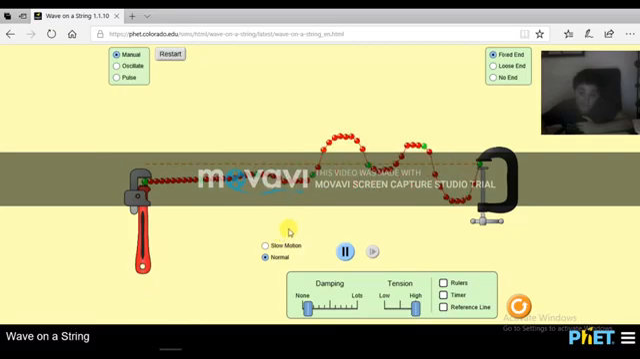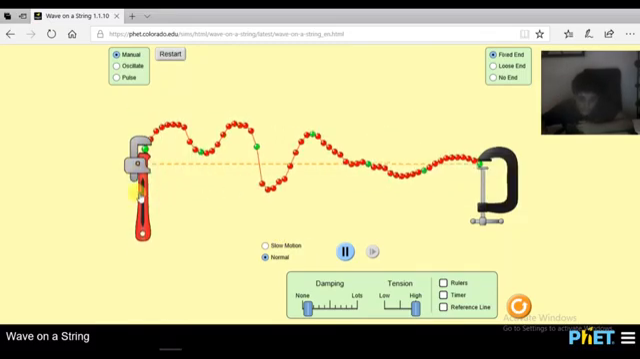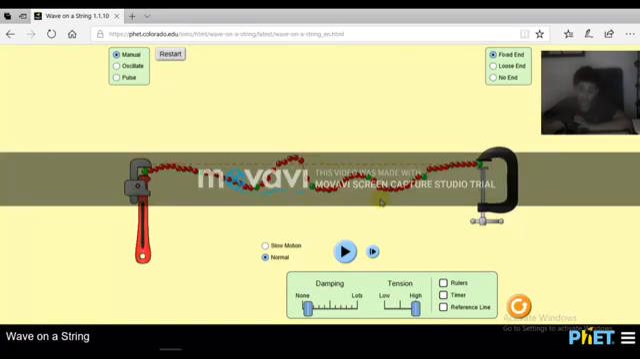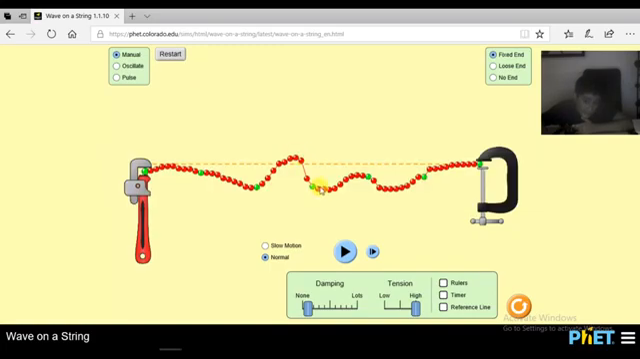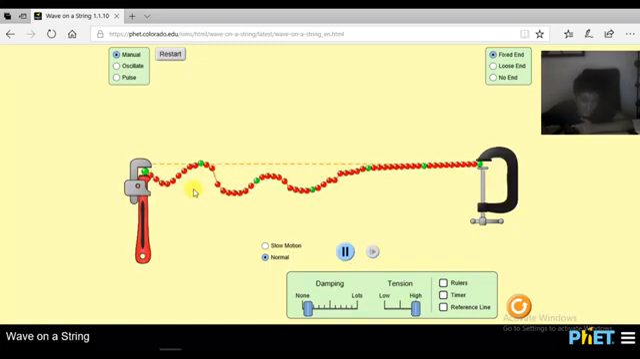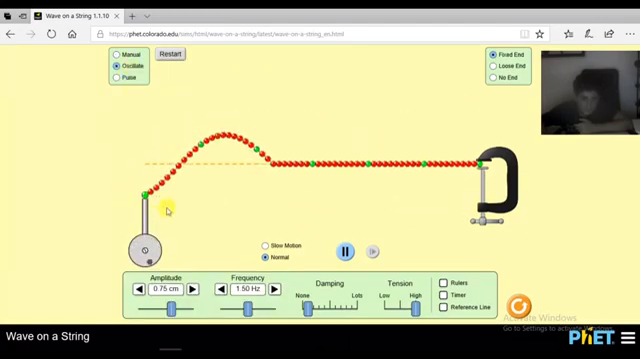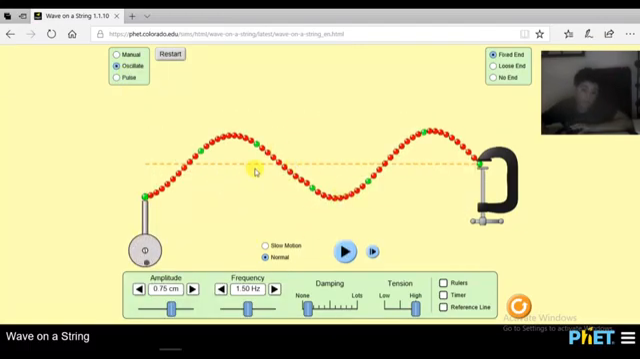The wavelength is measured from one crest to another crest. Usually we're talking about transverse waves. Transverse waves consist of one crest and a trough. The highest point is called the crest, which is this one, and the lowest point is the trough. But manually it doesn't show very clearly. Let's go to oscillate. This point is the lowest point.